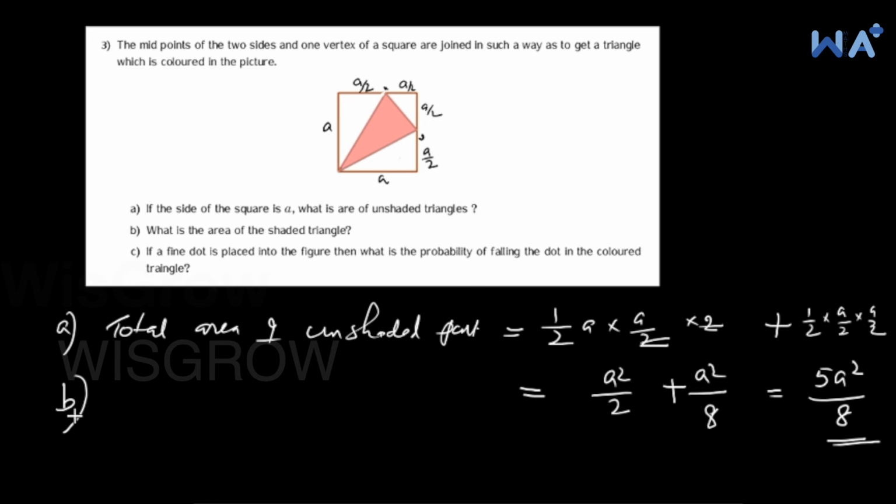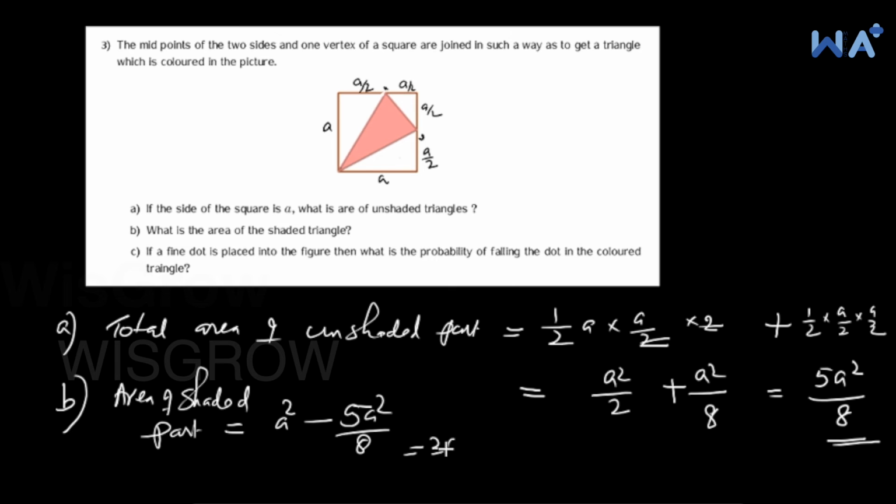B, what is the area of the shaded part? Area of shaded part is equal to a square minus 5a square by 8, that is equal to 3a square by 8. വലുതിൻ്റെ ഏരിയ a സ്ക്വയർ ആണല്ലോ, അതിൽ നിന്ന് ഇതിൻ്റെ ഏരിയ കുറച്ച് മാറ്റി.